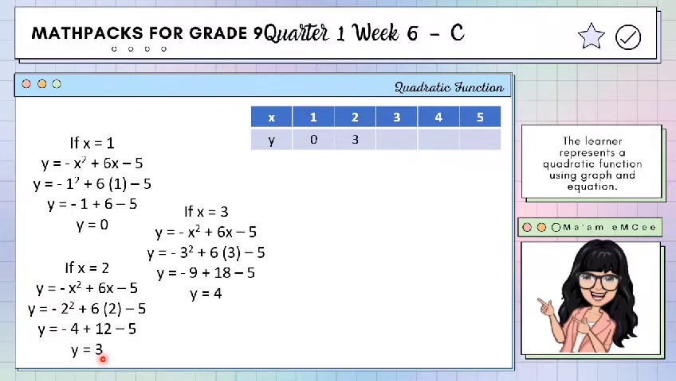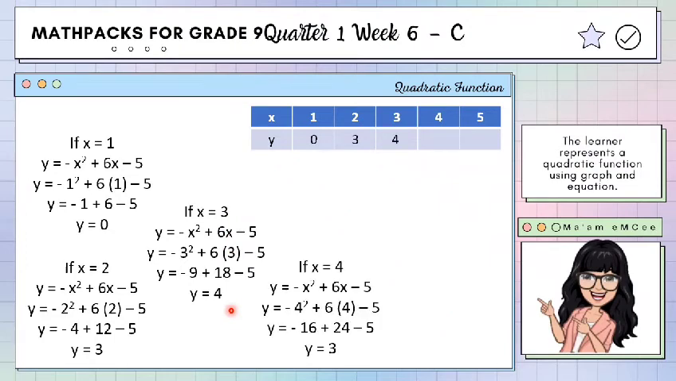Then we also have x is equal to 3. We do the same. We just substitute the value of our x, which is equal to 3, into our quadratic function. Then we get our y which is equal to 4. So if your x is equal to 3, then y is equal to positive 4. Then we have x is equal to 4. Again, substitute it in our quadratic function, y is equal to negative x squared plus 6x minus 5. Then we have the value of y which is positive 3. So if your x is equal to 4, then y is equal to positive 3.